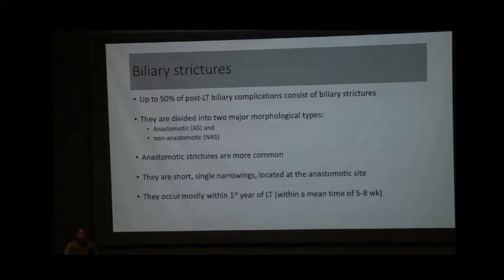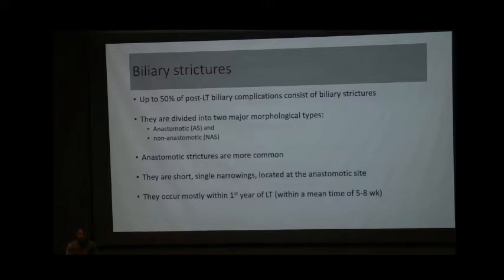Moving next to strictures without leak. Up to 50% of post liver transplant biliary complications consist of biliary stricture. So the rest of all complications together make up 50%, whereas biliary stricture alone accounts for 50% of the patients. They are divided into two major morphological types, anastomotic and non-anastomotic. Anastomotic strictures are more common than non-anastomotic, because non-anastomotic strictures have different pathophysiology, and I won't be discussing that.